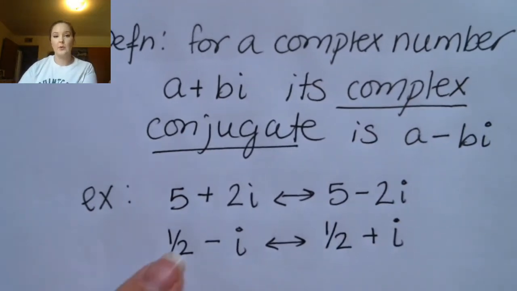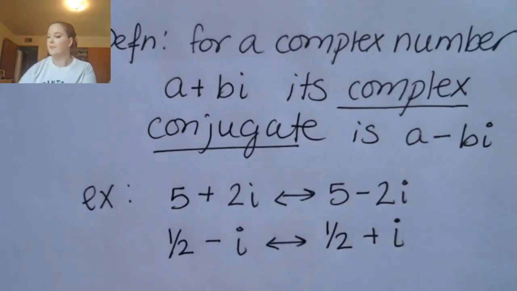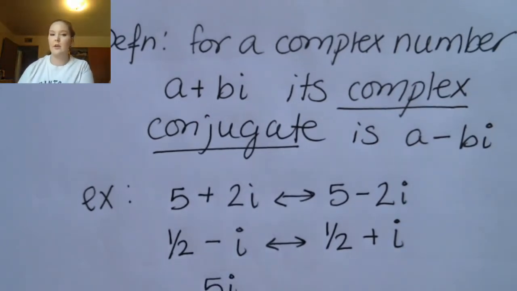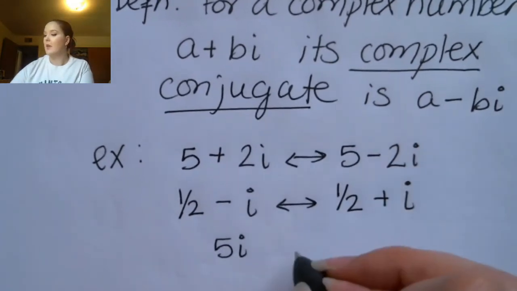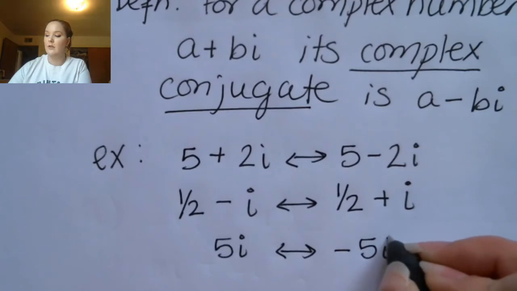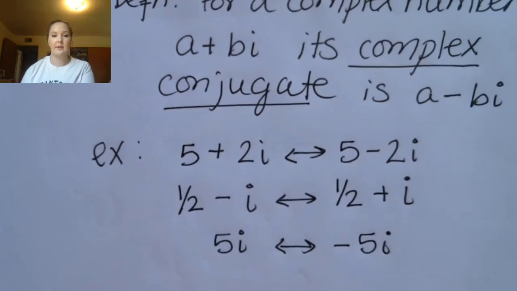Okay, so the real part is the same. The imaginary part has a different sign. So you can see the real part's exactly the same. The imaginary part is opposite in terms of sign. Okay, so if we have something that's just an imaginary part, like this, then its complex conjugate would be the imaginary part, right? Real parts are both 0. Imaginary parts have opposite signs.